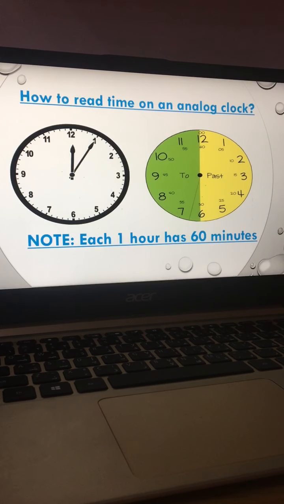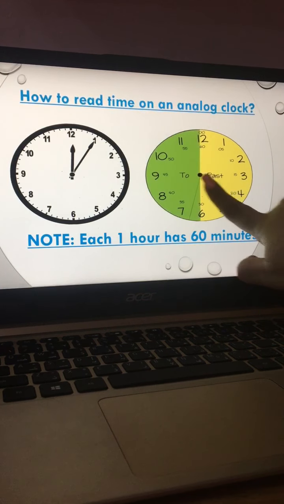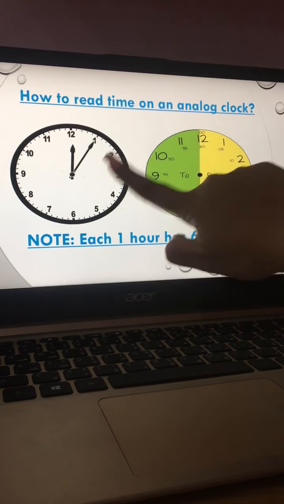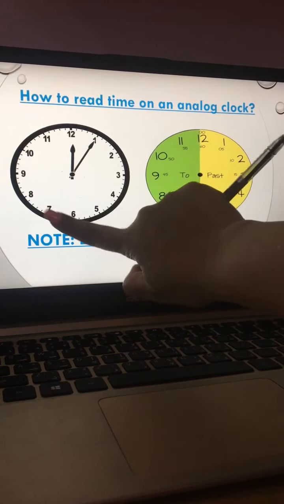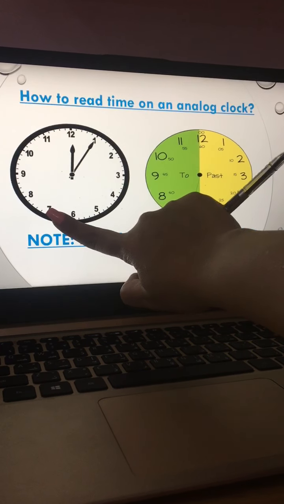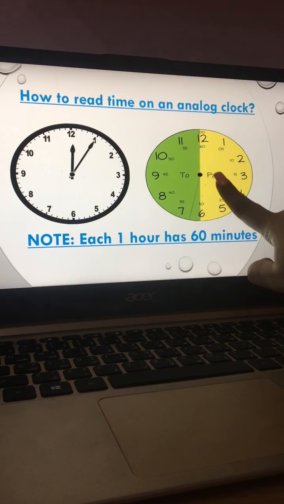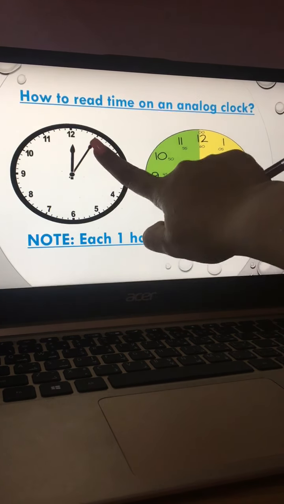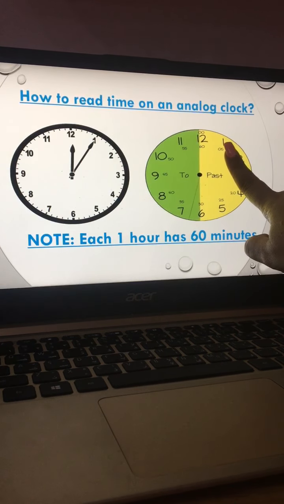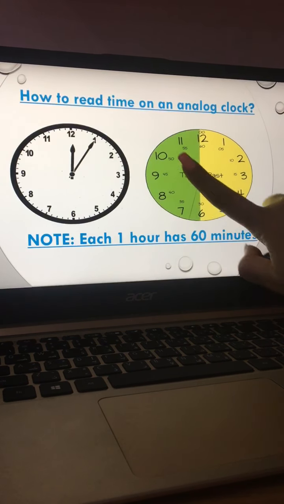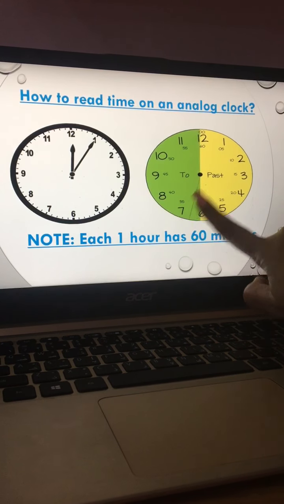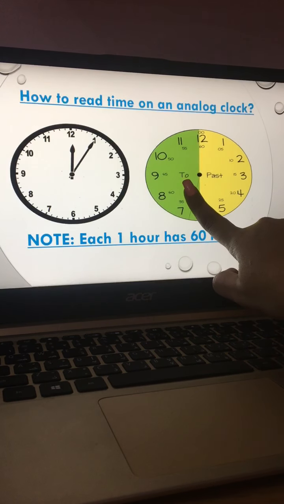Once the minute hand reaches the number 7, we say "to." We do not say "past" anymore. We are going to say "to." Again, once the minute hand reaches the number 7, we say the word "to." We just say the word "past" when the minute hand points from 1 till 6. But once it reaches 7, we do not say "past" anymore. We say "to," okay?